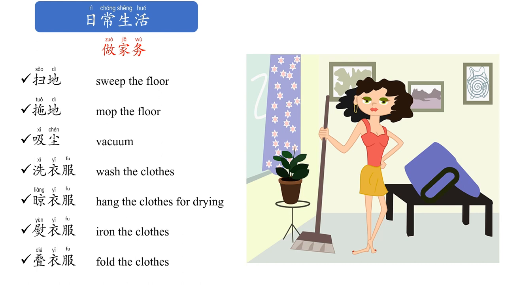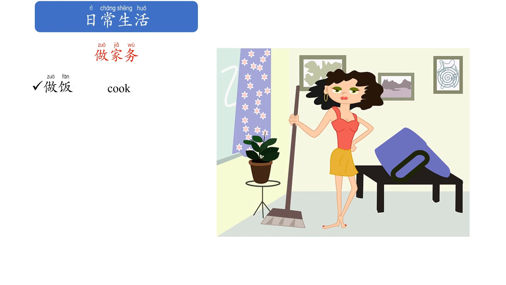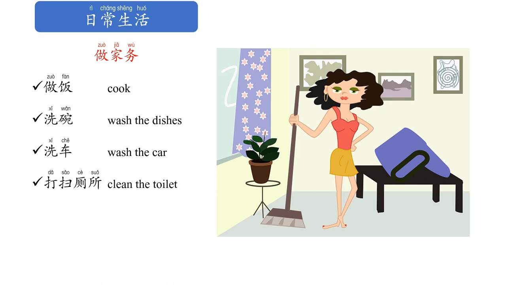That's not it yet, there are more 家务 or housework. 做饭, which is cook. 洗碗, wash the dishes. 洗车, wash the car. 打扫厕所, to clean the toilet. 打扫 means to clean, 厕所 is toilet. 浇花, water the plants.